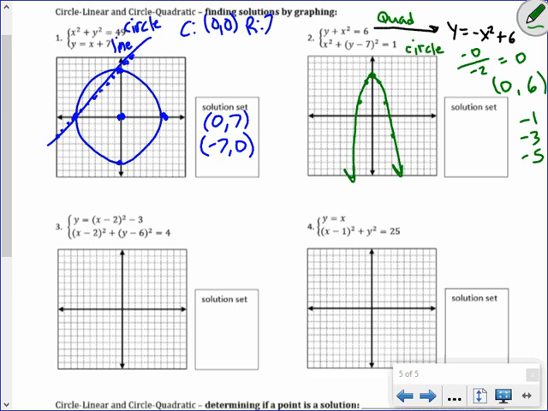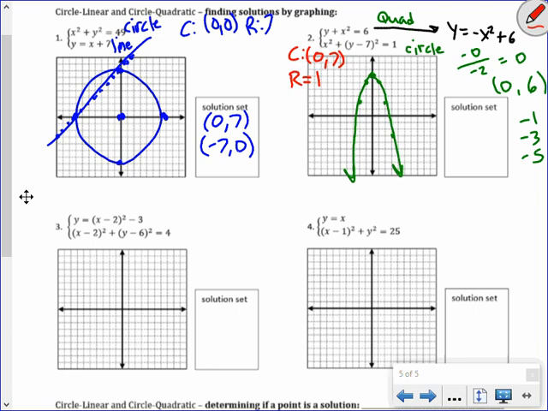Alright, again, this is not new. We've learned how to do this already. Now we're going to graph the circle. What is the center of my circle? 0, 7. And what is the radius? 1. The square root of 1 is still 1.